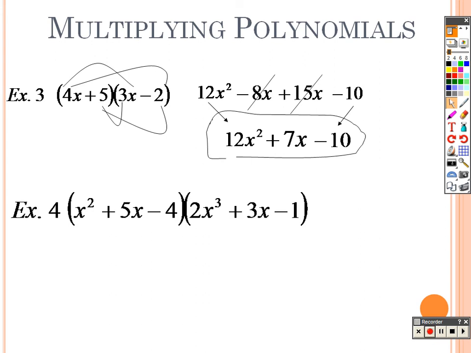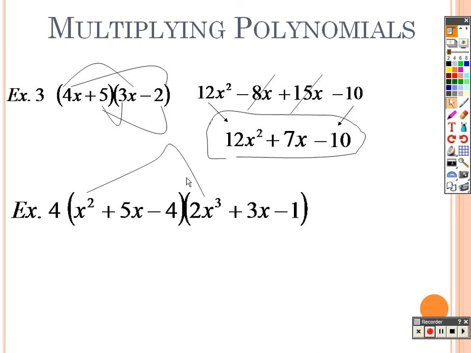Now the foiling can be done, but obviously there's not a first, outer, inner, last here anymore. Okay, now you have something a little more intense. There's more areas to go, so it's all about keeping track of what lines up with what when you are multiplying. So I'm going to start with the outside.